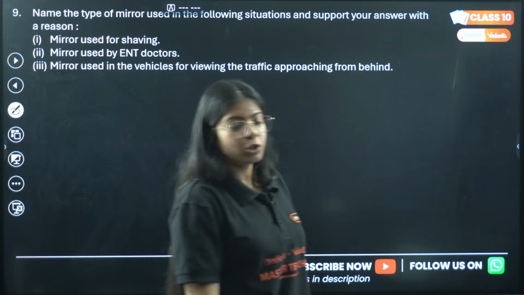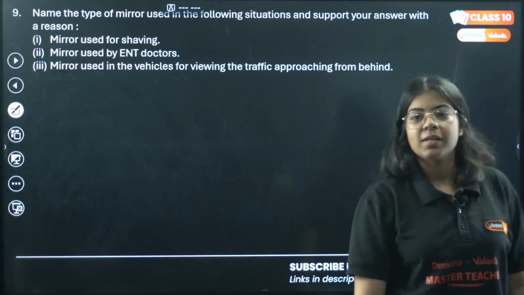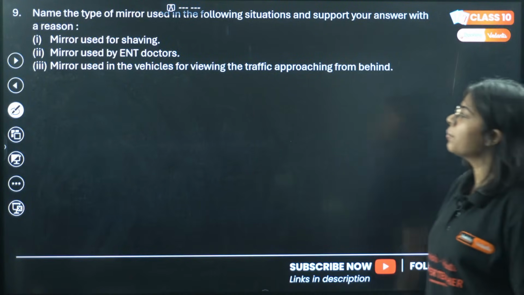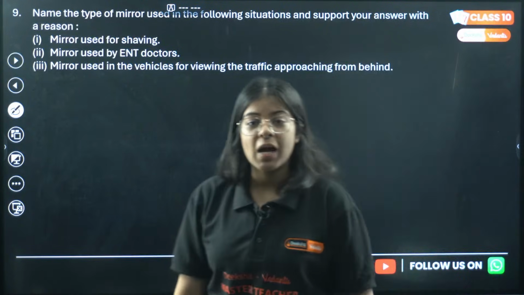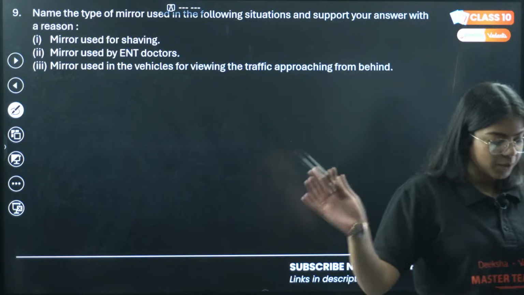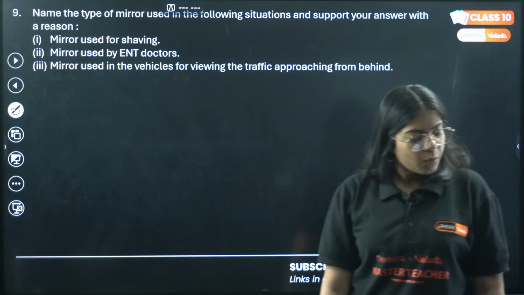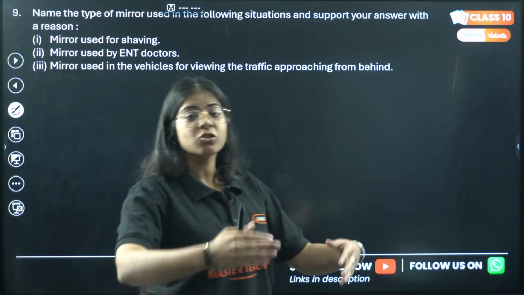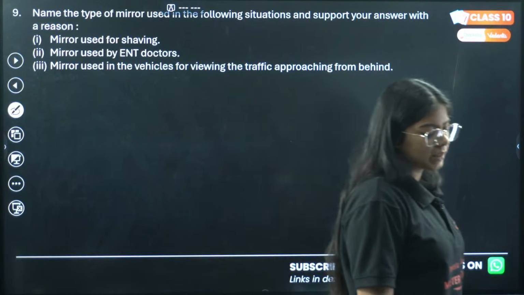Name the mirror used in the following situations and support your answer with the reason. Just tell me what kind of mirror is used for shaving. When barbers shave, what kind of mirrors do they use?